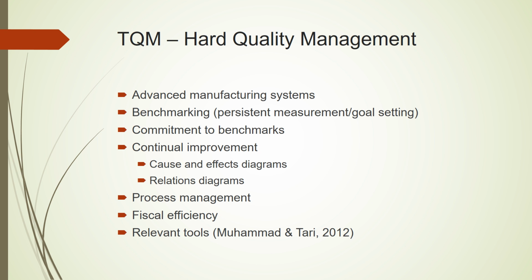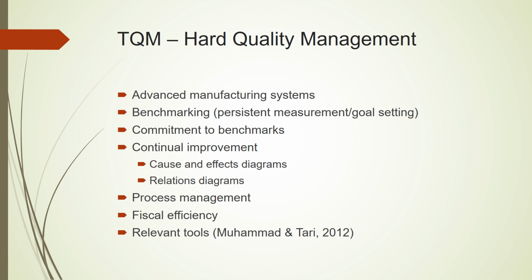Total quality management, hard quality attributes. There's a heavy focus on advanced manufacturing systems. That way it can deliver the product at a lower cost. Benchmarking is something that is continually done, and that is a process in which the organization is continually setting goals that they seek to meet, and the goals continue to get more and more aggressive. Upon setting them, there has to be a commitment to the benchmarks.